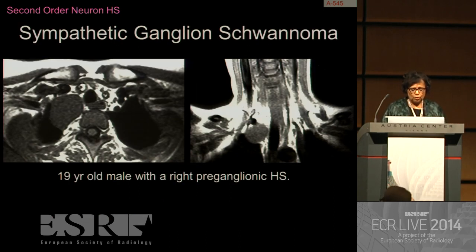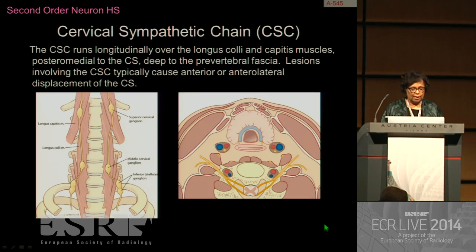This is a 19-year-old with a preganglionic Horner syndrome on the right, and we see that this mass has a nice smooth interface with the lung parenchyma on both the axial and the coronal image, telling us that the lesion is likely located outside of the lung itself. And then if we look here, we can actually see the inferior cervical ganglion. So this was a schwannoma arising from the inferior cervical ganglion.